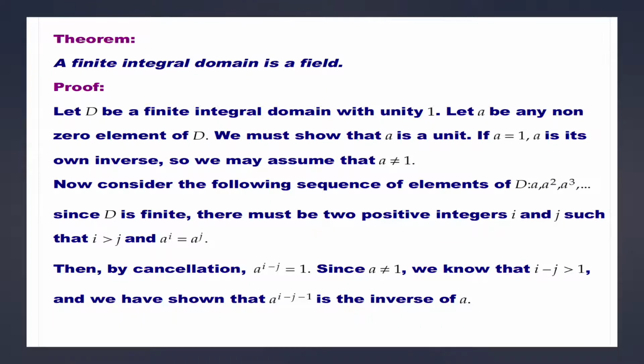Let D be a finite integral domain with unity 1. Let a be any non-zero element of D. We must show that a is a unit. If a equals 1, a is its own inverse, so we may assume that a is not equal to 1. Now consider the following sequence of elements of D: a squared, a cubed, etc. Since D is finite, there must be two positive integers i and j such that i is greater than j and a to the power i equals a to the power j. Then by cancellation, a to the power i minus j equals 1. Since a is not equal to 1, we know that i minus j should be greater than 1, and we have shown that a to the power i minus j minus 1 is the inverse of a.